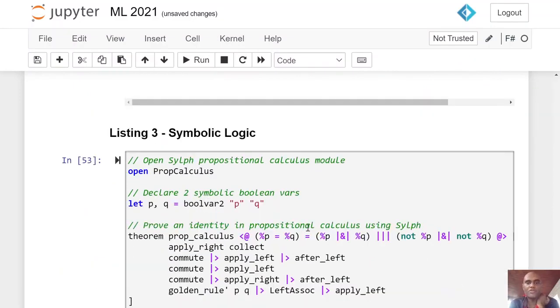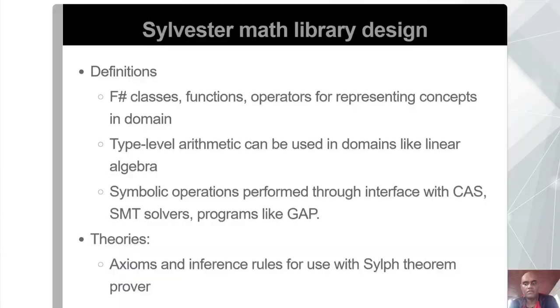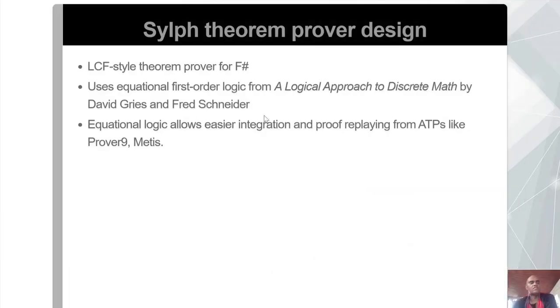Okay, so the very last thing we're going to talk about is symbolic logic. Sylvester uses a theorem prover called SELF, which is an equational logic theorem prover. It's an LCF-style theorem prover where you have particular data structures for theorems, and you're not allowed to construct those types if you don't have a valid proof. It uses equational logic, first-order logic from A Logical Approach to Discrete Math by David Gries and Fred Schneider. Equational logic allows easy integration and proof replaying from automatic theorem provers like Prover9 and Metis.